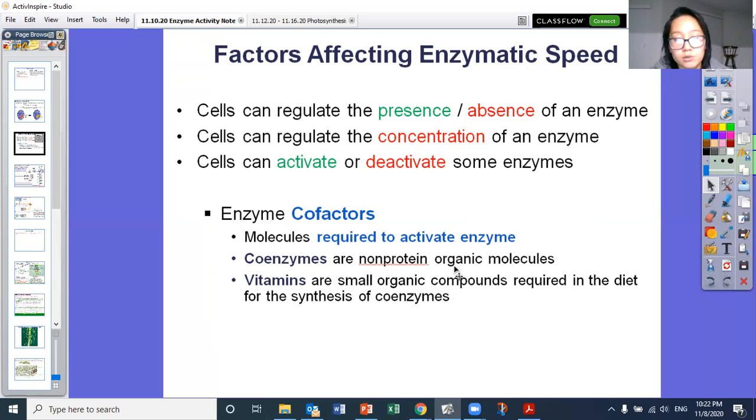So again, enzyme cofactors, as you can see on the screen, are molecules required to activate enzymes, right? Coenzymes, again, are non-protein organic molecules. And then vitamins are small organic molecules required in the diet for the synthesis of coenzymes. So that's why we always emphasize that you need to eat your vitamins and minerals to make sure that you're staying healthy. And a lot of those, we call carbs, lipids, proteins, and amino acids, we call those macronutrients.